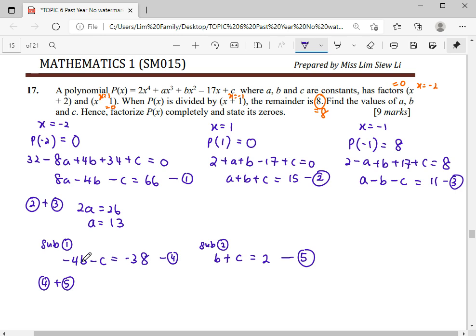So the balance here, negative 4B plus B, we get negative 3B. So when you add together here, negative 36. So B will equal 12. Then finally, B equals to 12. We sub into equation 5 here in order to find out what our C is. So 12 plus C equals to 2. C equals to negative 10. So this is our A, B, C.